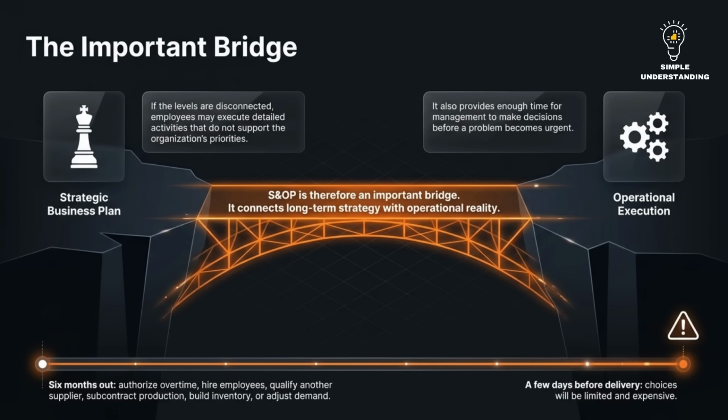It also provides enough time for management to make decisions before a problem becomes urgent. For example, if the organization expects demand to exceed capacity 6 months from now, management may have time to authorize overtime, hire employees, qualify another supplier, subcontract production, build inventory, or adjust demand. If the problem is discovered only a few days before delivery, the available choices will be limited and expensive.